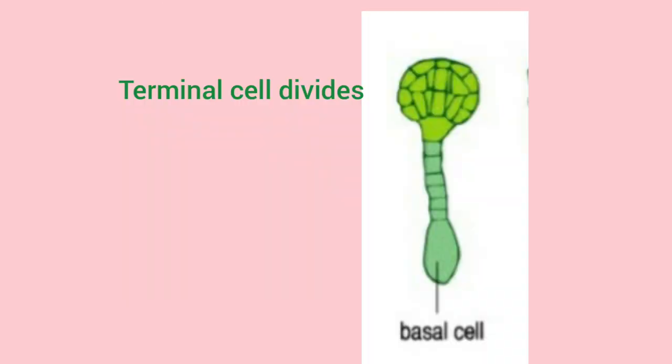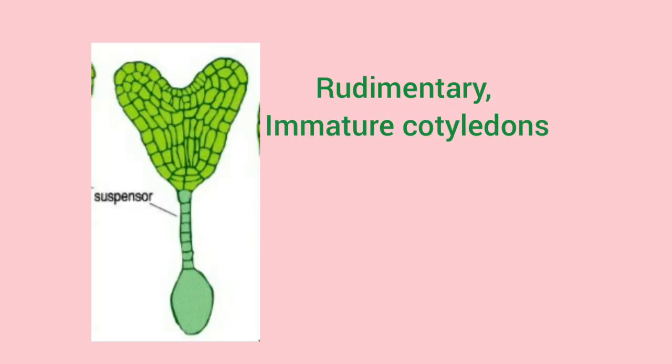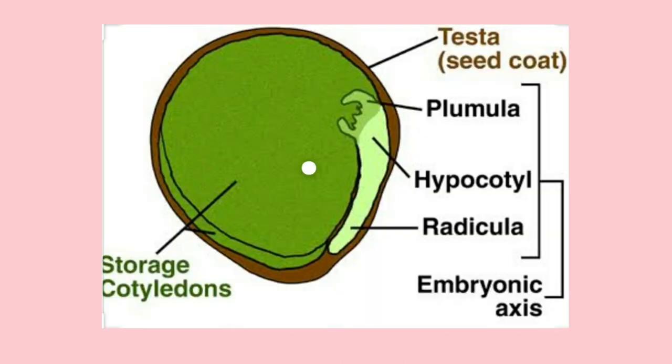The terminal cell, which is the upper cell, also divides, giving rise to globular-shaped proembryo. In dicots, the developing embryo has a heart shape due to the presence of two rudimentary cotyledons. In non-endospermic dicots, the endosperm develops initially but is then digested. In this case, food reserves are moved into the two cotyledons.